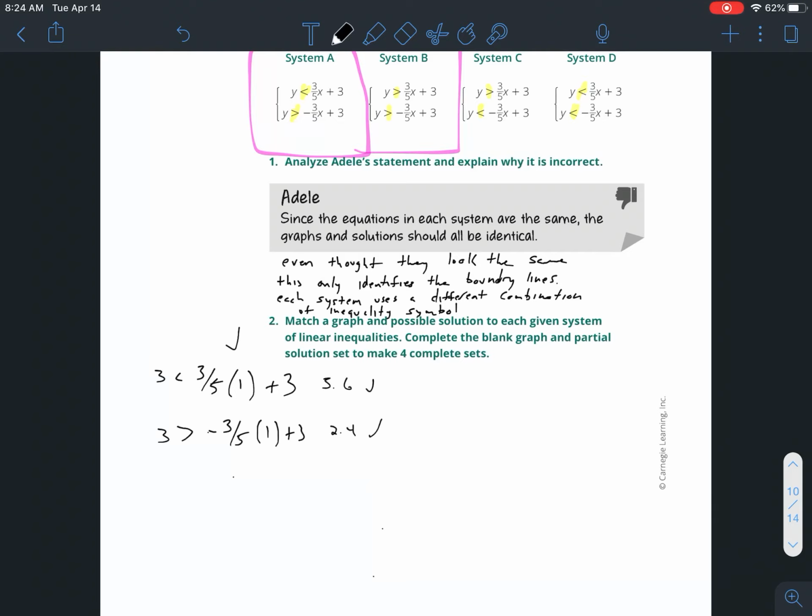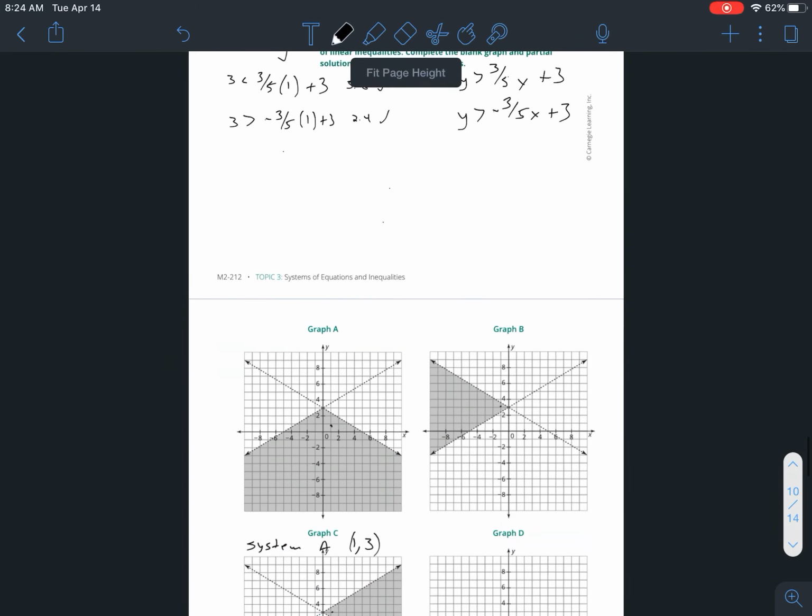I'm going to actually be generous and give you this one, otherwise we might be here all day. So y is greater than 3/5 x plus 3. Y is greater than negative 3/5 x plus 3. Okay, so I'm going to give you guys a hint. This one's not either graph A or B, so this is actually graph D. So we are going to graph this one on our own.